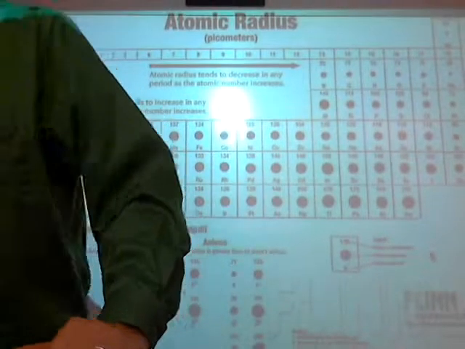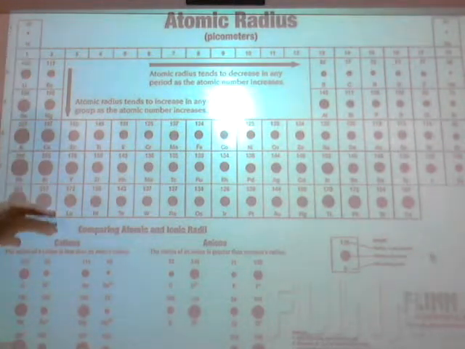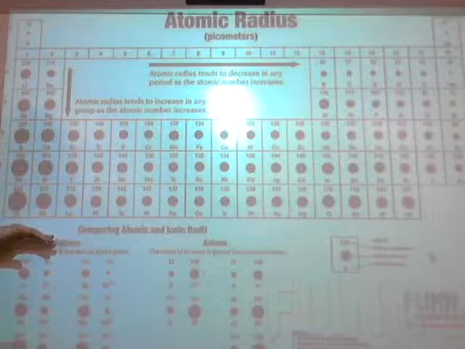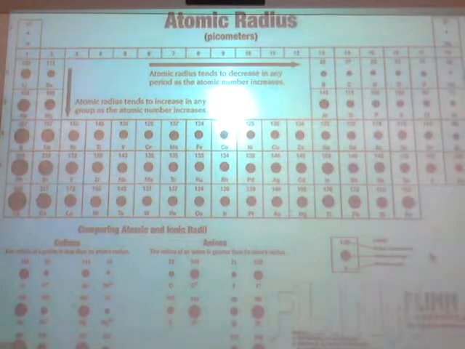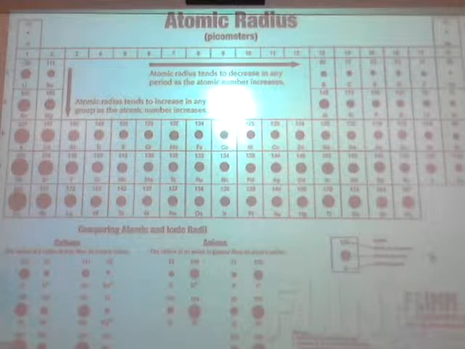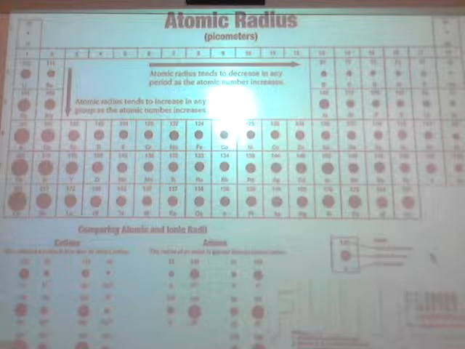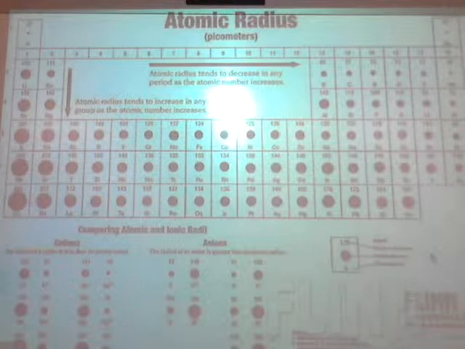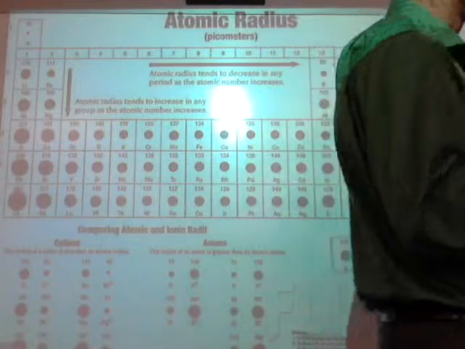Let me just fix the camera a little bit so you can see it better. All right, we know what happens as we go down a group from top to bottom. And we know what happens as we go across a period. I explained that yesterday, why they do what they do, right? As we go down a group, who can refresh my memory? What's the reason this guy gets bigger as I go down a group? What's that? Energy levels. Right, more energy levels, not more protons, neutrons, or electrons.